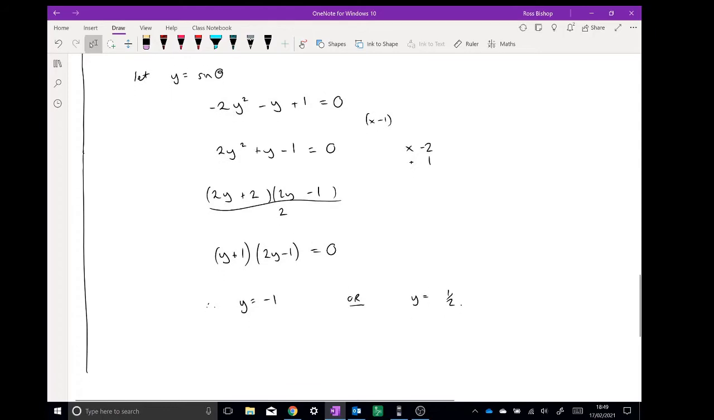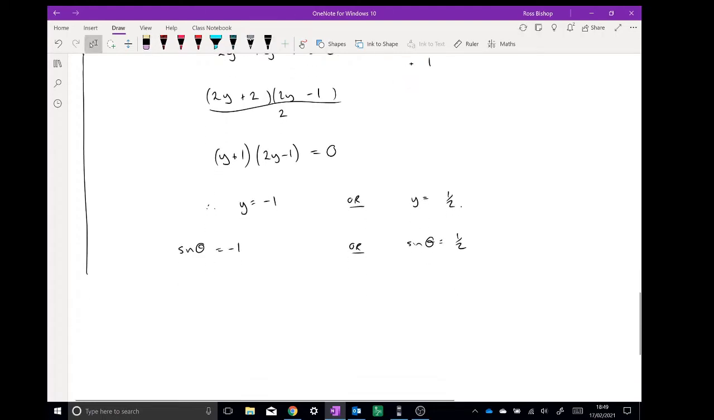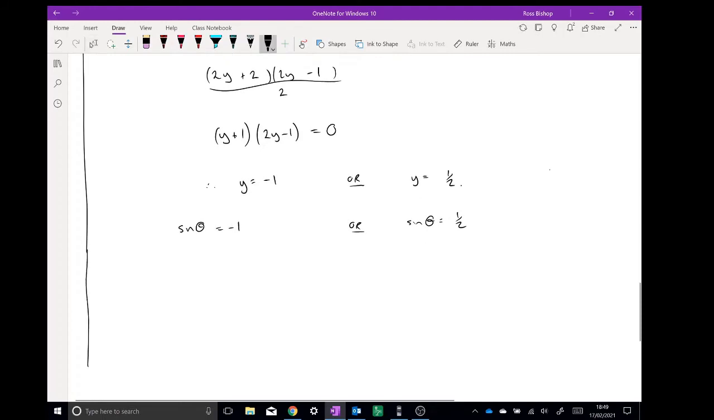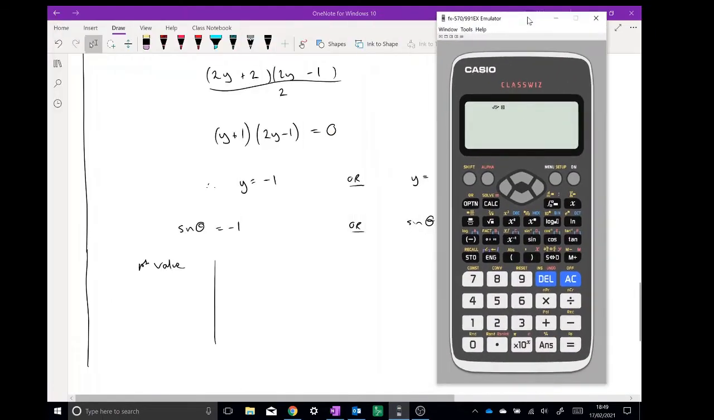And I know that y was sine theta. So sine theta equals negative 1 or sine theta equals a half. And I do the same as what I did in the last session. So split this in two. I get the first value from the calculator. So I do inverse sine, shift sine, negative 1, and I get negative 90.